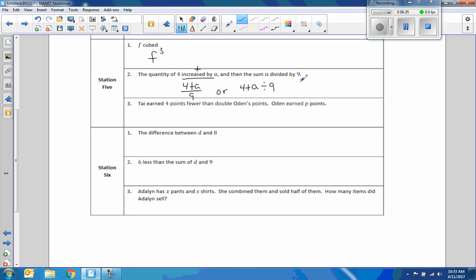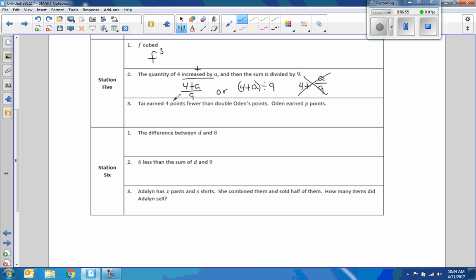I'm going to show this again in the incorrect way because I need you to realize the order of operations is extremely important. So this PEMDAS tells us to do division first. So I would say A divided by 9. And then it says 4 plus that. This is not the same as this. That is incorrect. So to keep it correct, we need to do this.